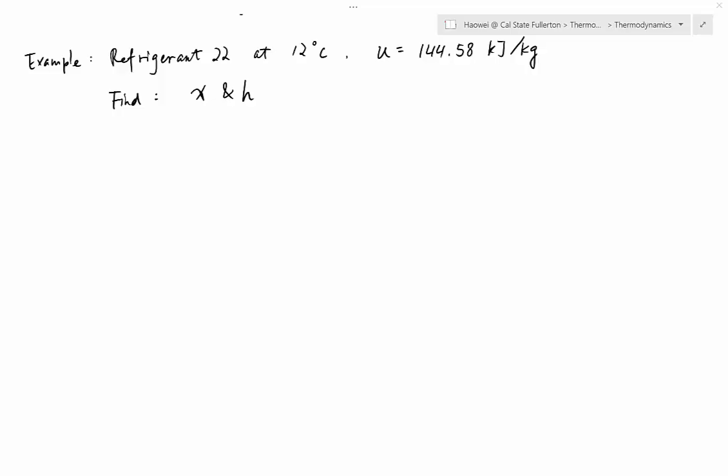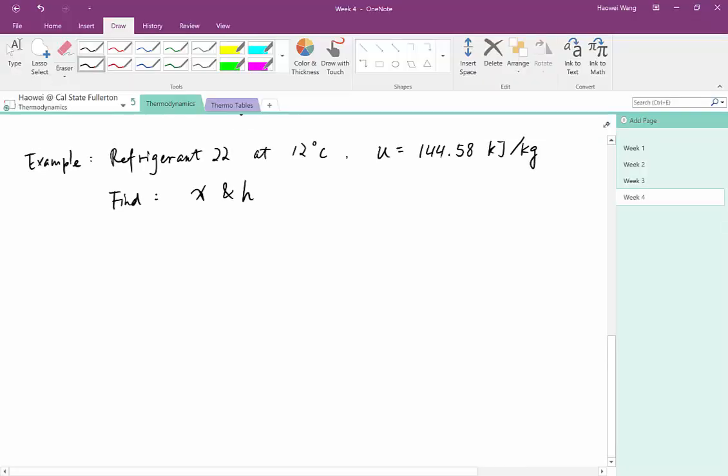Okay, so before we look for quality and specific enthalpy, the first thing we have to do is to find out what is actually the phase of refrigerant 22 at 12 Celsius right now. And then, based on what the phase is, we can make a plan on how to look for enthalpy h. Okay, all right, so let me quickly show you how we can do that.